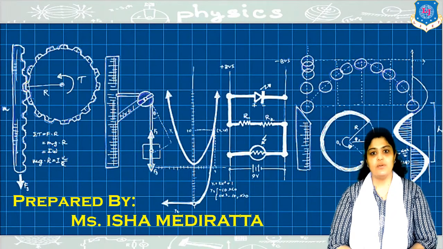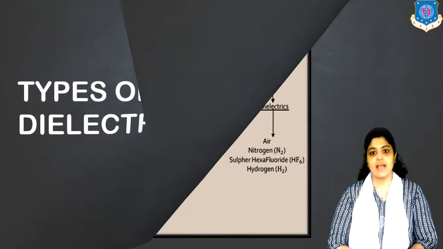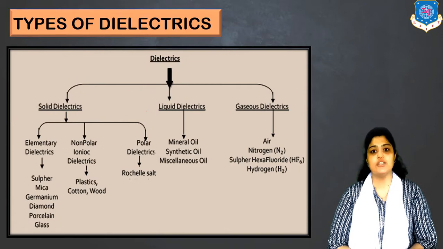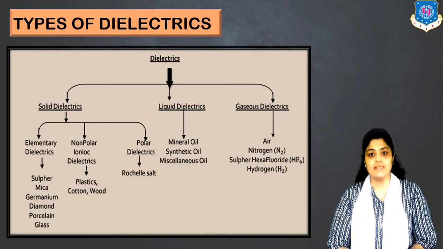In today's video, I will be discussing the various types of dielectrics, which are broadly classified into solids, liquids and gases. So let's start with types of dielectrics and see the basic classification of dielectrics. The dielectric materials are broadly classified into three categories: solids, liquids and gases.